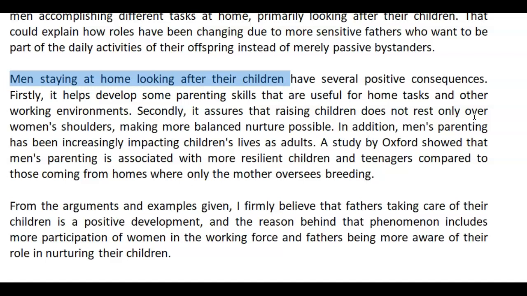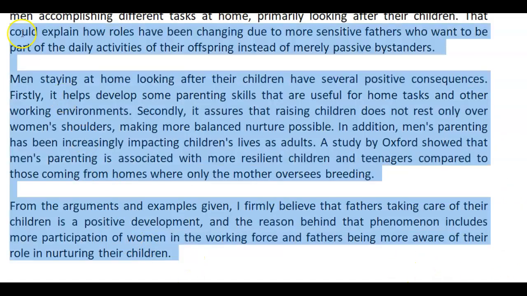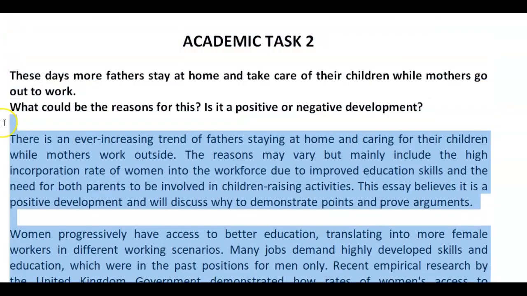From the arguments and examples given, I firmly believe that fathers taking care of their children is a positive development, and the reason behind that phenomenon includes more participation of women in the workforce, not working force, workforce. Fathers being more aware of their role in nurturing their children. Okay, blah, blah, blah. Let me see your word count, and I'll tell you why in a minute. All right, 322. So you actually wrote quite a bit. I thought that this might be around 300. So you did write quite a bit.